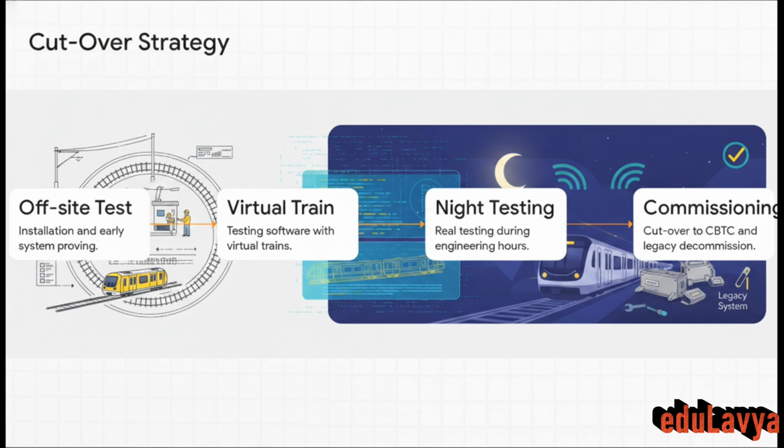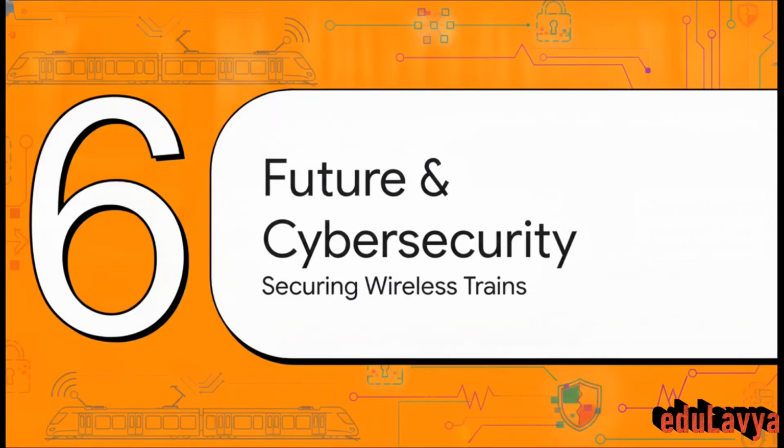Finally, once reliability is undeniably proven, a specific zone is fully commissioned. The area is officially cut over to CBTC, and only then is the legacy equipment unbolted from the floor and decommissioned for good. And finally, Section 6, the future and cybersecurity.